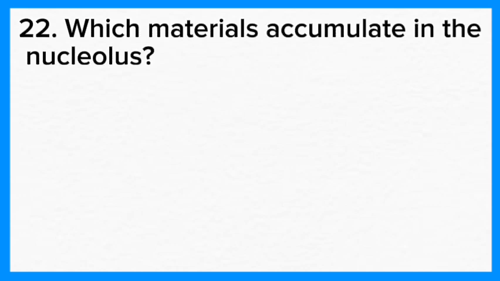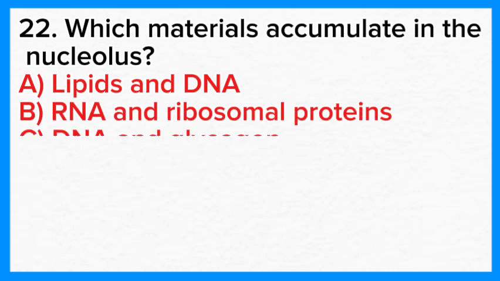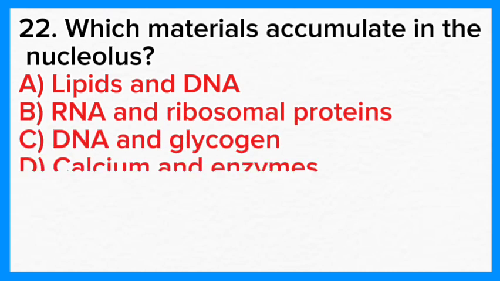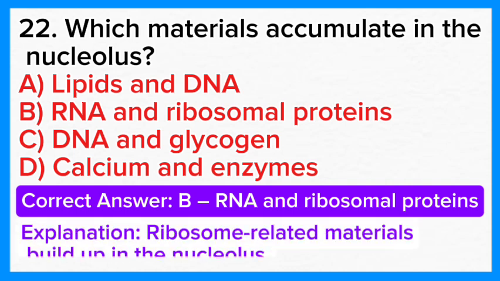22. Which materials accumulate in the nucleolus? A. Lipids and DNA, B. RNA and ribosomal proteins, C. DNA and glycogen, D. Calcium and enzymes. Correct answer, B. RNA and ribosomal proteins. Explanation: ribosome-related materials build up in the nucleolus.